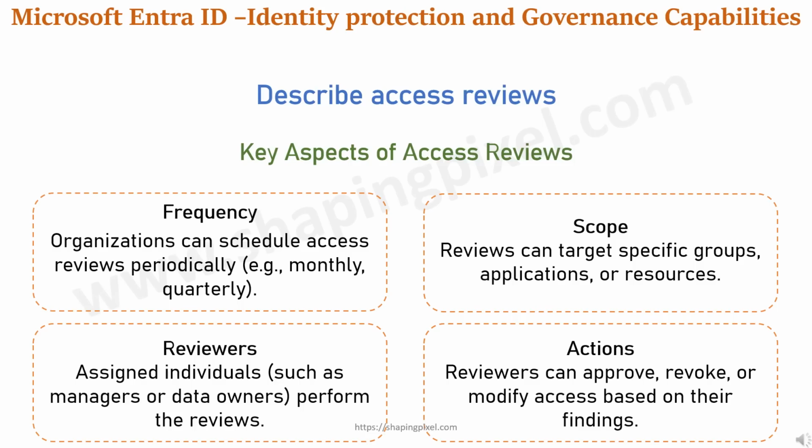Key aspects of access reviews. Frequency. Organizations can schedule access reviews periodically. Scope. Reviews can target specific groups, applications, or resources. Reviewers. Assigned individuals perform the reviews. Actions. Reviewers can approve, revoke, or modify access based on their findings.